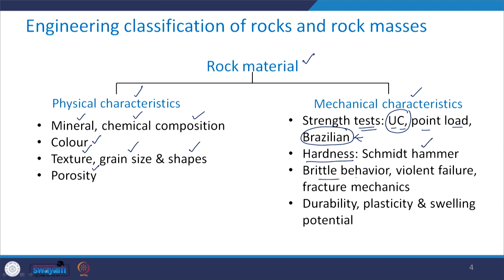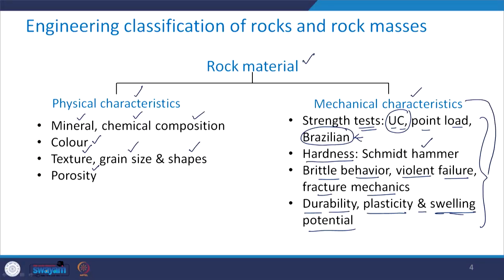It can have brittle behavior. This also can be written as violent failure in this case, and fracture mechanics comes into the picture. I showed you how the same rock can behave as a brittle material and also as a ductile material when it is subjected to the shear test under different confining pressures. Then durability, plasticity and swelling potential. So all these comprise the mechanical characteristics of the rock material, that is intact rock.